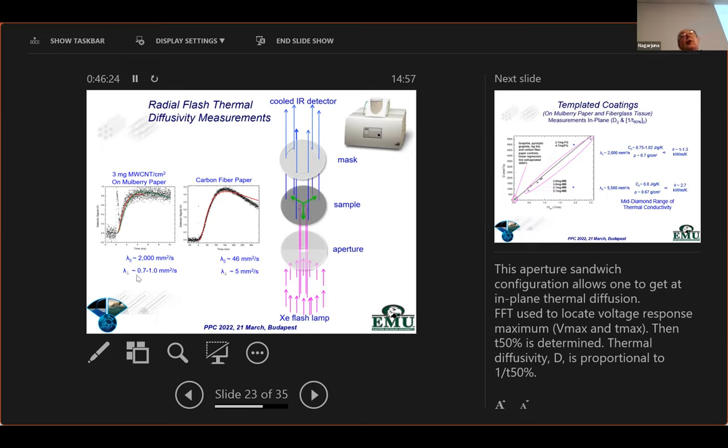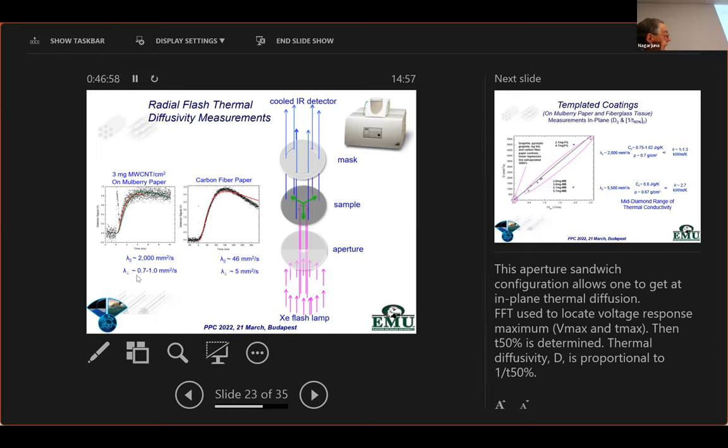thermal diffusivity is also proportional to the inverse rise time, often referred to as T sub 50%, or 1 over T sub 50%, where T sub 50% is the time it takes to get to half of its maximum. Okay, so I'll show some data there briefly, but again, this is a control carbon fiber paper that we're fitting to a bifast Fourier transform.